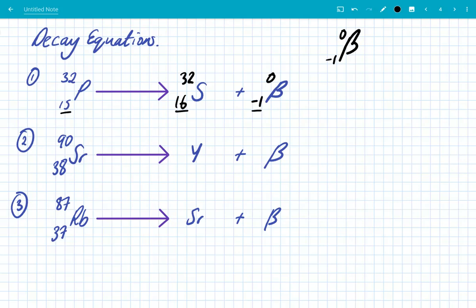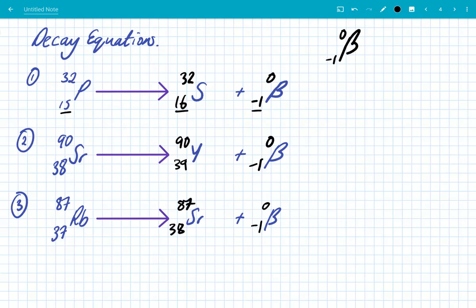Here we've got strontium decaying into yttrium and a beta particle. So beta is 0, minus 1. So we know that the mass stays the same, it's 90, and the atomic number goes up by 1, so it's 39. Finally, rubidium decays into strontium and a beta particle. Beta, as we know, is 0, minus 1. The mass number stays the same, and the atomic number must increase by 1.